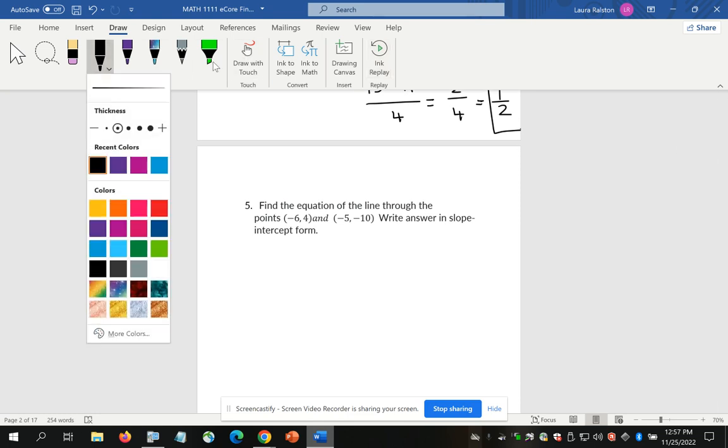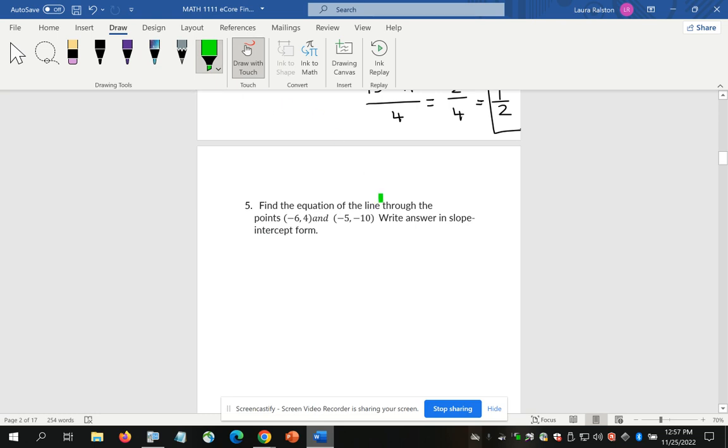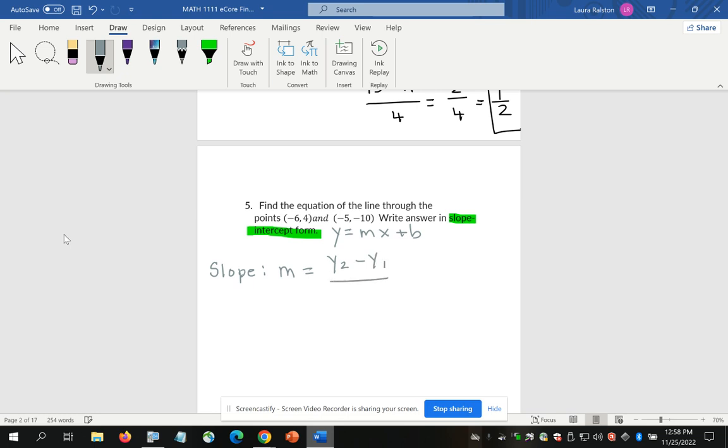Okay, so this problem says find the equation of the line through the points negative 6, 4 and negative 5, 10, and write your answer in slope intercept form. Again, there's a couple of formulas you need here. One, ultimately, you want your answer in slope intercept form, which is y equals mx plus b. But to get there, I need to know the slope, and so I may have to calculate that. So the formula for slope is y2 minus y1 over x2 minus x1.